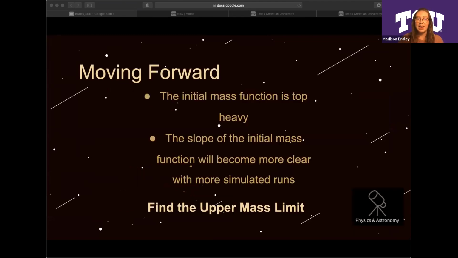With all of that said, our simulation tells us that the initial mass function is top heavy, and we understand that the slope of the initial mass function will become more clear with more runs of the simulation. Next, we want to find an upper mass limit for the direct collapse black holes that we run, to find out if there's an upper mass limit for the population 3 stars in our simulation. The combination of discovering the slope of the initial mass function and defining an upper mass limit will lead us to hopefully answering our question of how massive were the first stars.